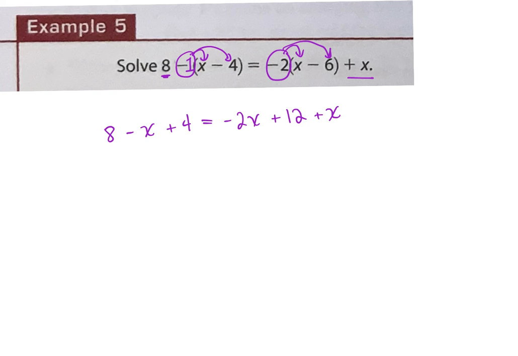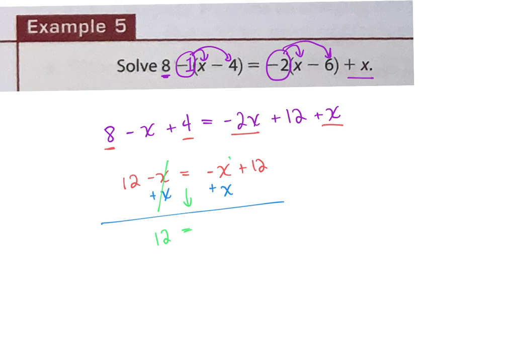On the left-hand side, what are my like terms here? 8 and 4, so I have 12 minus x. On my right-hand side, what are my like terms? The x's, negative 2 and positive 1. Again, if I move my x's over here, on the right-hand side and on the left-hand side, my x's will cancel. Negative x and positive x. I'm left with a 12. Bring down my equals. Negative x and positive x cancel. I'm left with a 12.